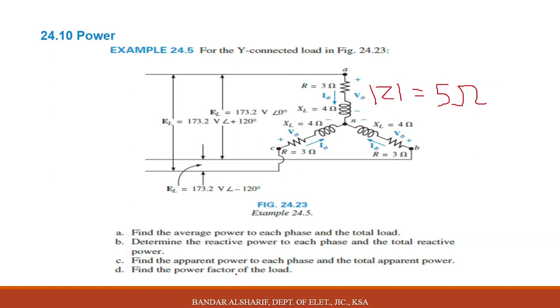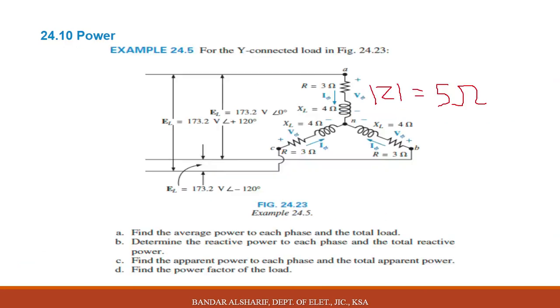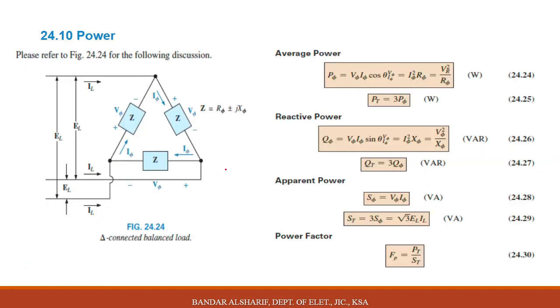find the power factor for the load. The power factor, we know, is active power divided by apparent power. 3600 divided by 6000, you will get 0.6 lagging. Lagging since the load here is a resistor with an inductor. And if you divide single phase power by single phase apparent power, you will get the same answer. See, single phase 1200, if you divide it by 2000, you will get the same answer.